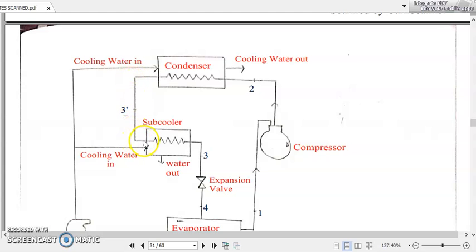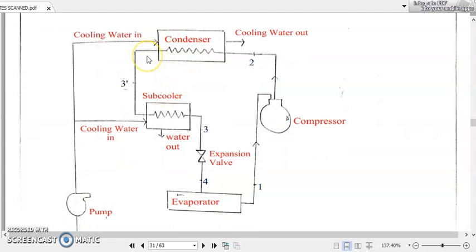Suppose we can arrange an additional heat exchanger immediately after this condenser. Immediately after the condenser, in the standard VCRS, the refrigerant would have passed through the expansion valve and later on passed on to the evaporator. But in between the expansion valve and the condenser, we are keeping an additional heat exchanger called a subcooler.